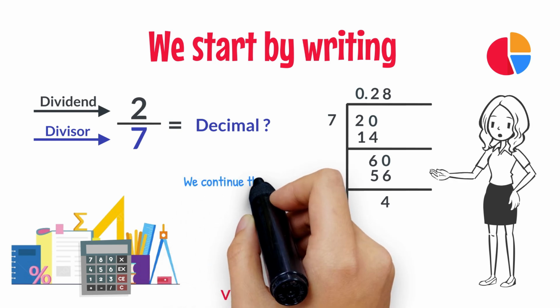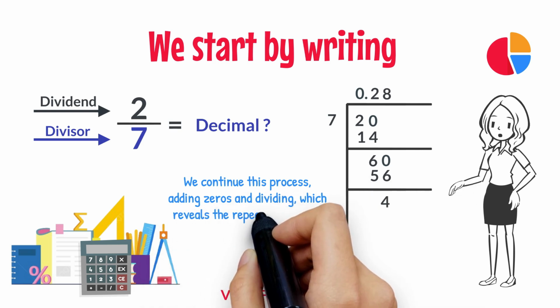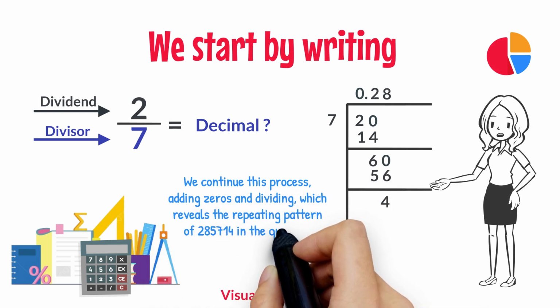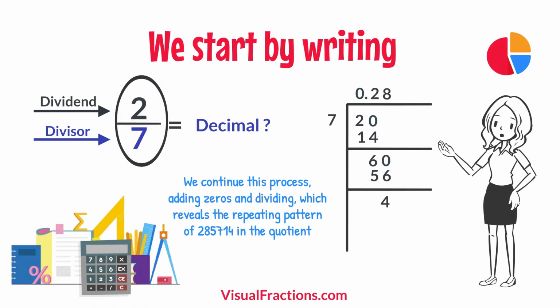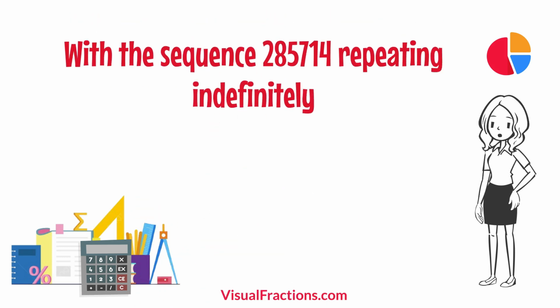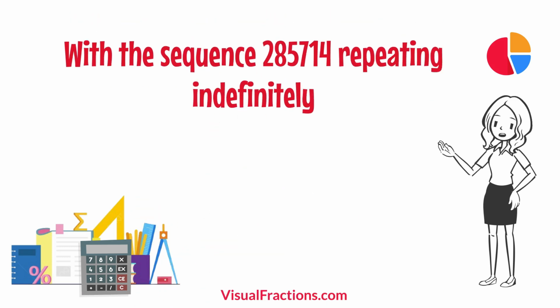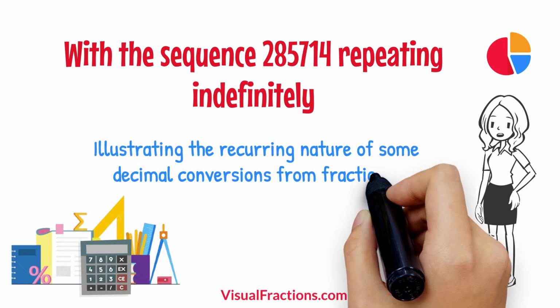We continue this process, adding zeros and dividing, which reveals the repeating pattern of 285,714 in the quotient. Therefore, the fraction 2/7 converted to a decimal is 0.285714, with the sequence 285,714 repeating indefinitely, illustrating the recurring nature of some decimal conversions from fractions.